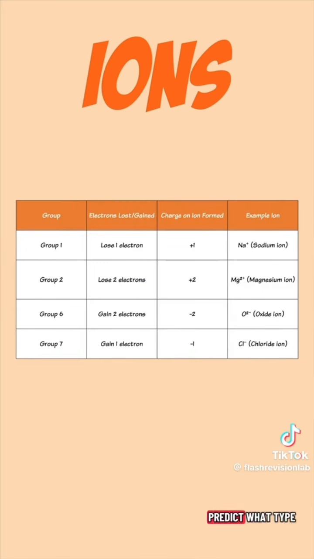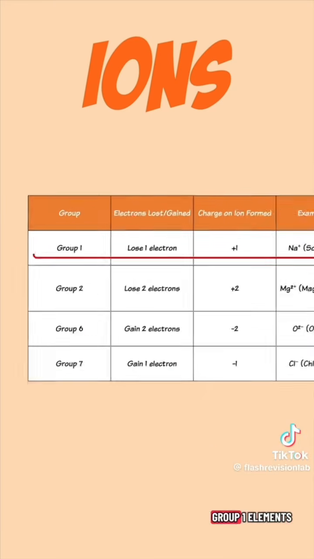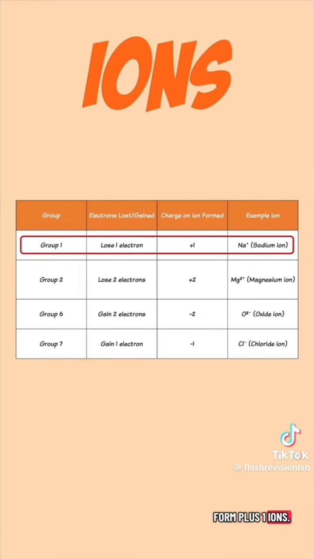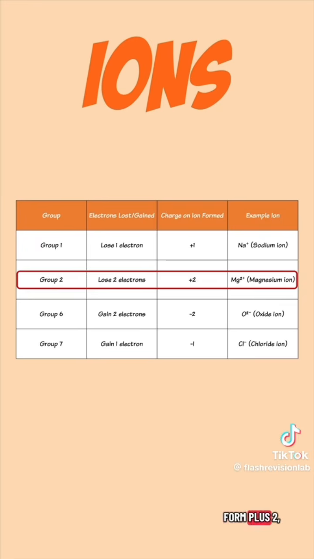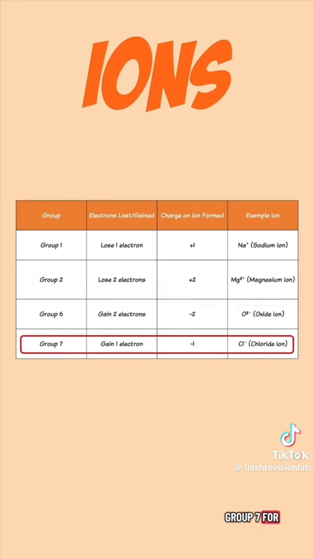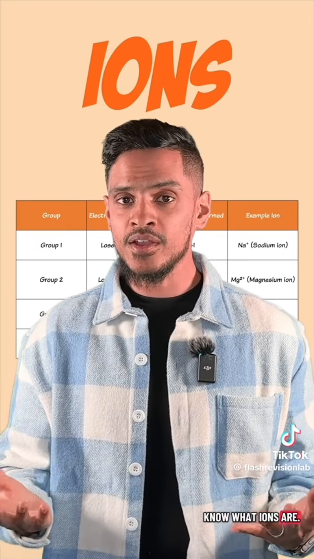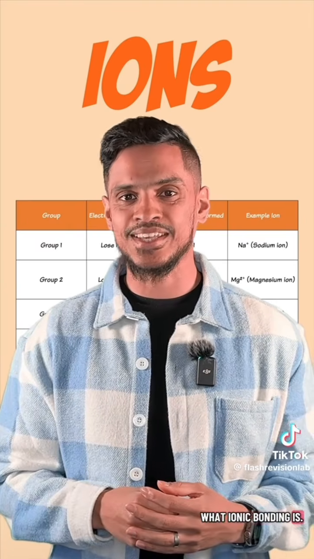You can usually predict what type of ion an atom will form by knowing the group of the element that it's in. Group 1 elements form +1 ions, Group 2 elements form +2, Group 6 form -2, and Group 7 form -1 ions. All the other groups have more complicated rules that you don't need to memorize. So now you know what ions are, let's go through what ionic bonding is.